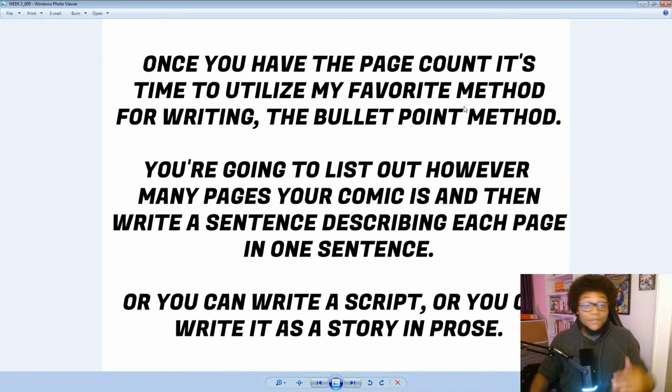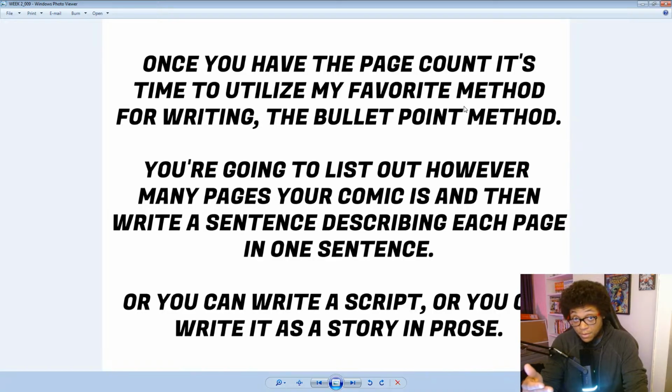I'll get into this again in the next slide when I show the example. But obviously, this is just what I do. I do believe that this is probably the quickest way to actually write your comic and lay it out. However, if you're better at writing a script, you could do that, or you can write it in prose. Just the difference, so that way you all know.